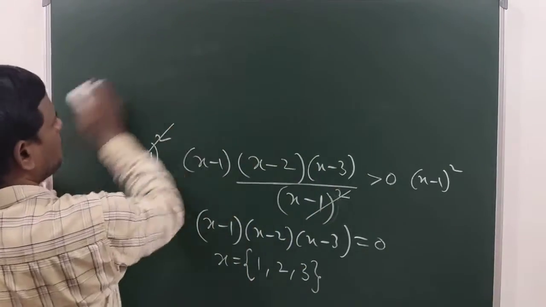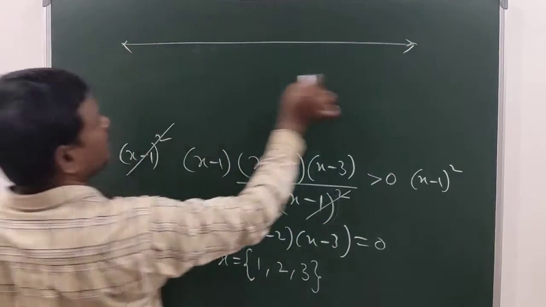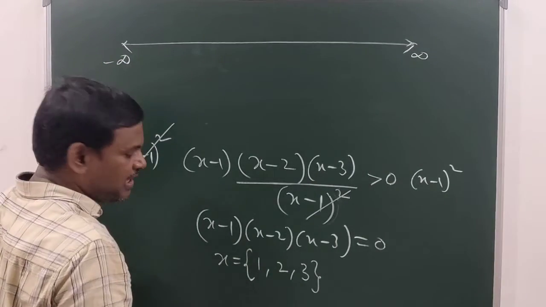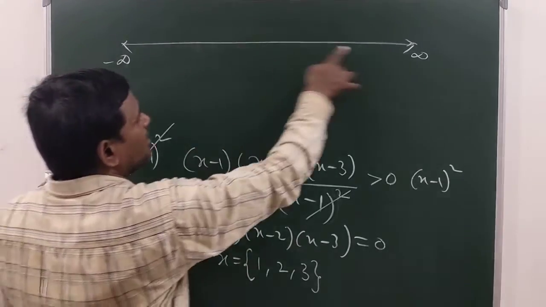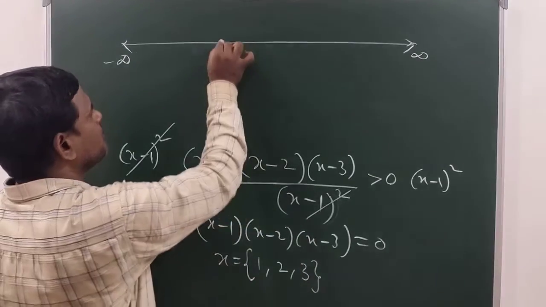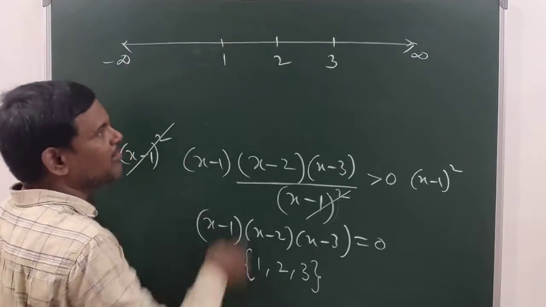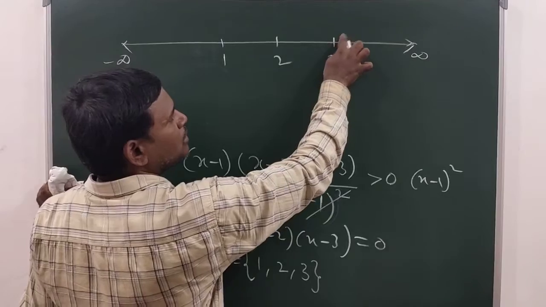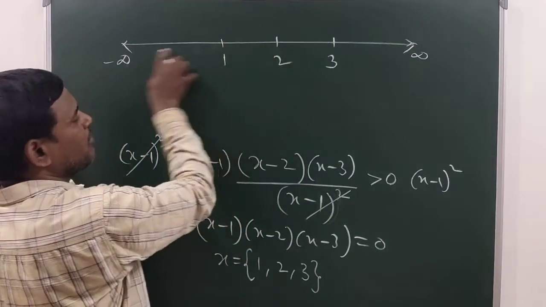So in the next step, go to the number line. Here it is positive infinity, here it is negative infinity. Whichever critical values are generated from here must be written on this number line in ascending order. Here 1, 2, 3. By these three critical values, we divided the number line into 4 intervals. One is more than 3, one is between 2 and 3, one is between 1 and 2, and one is smaller than 1.